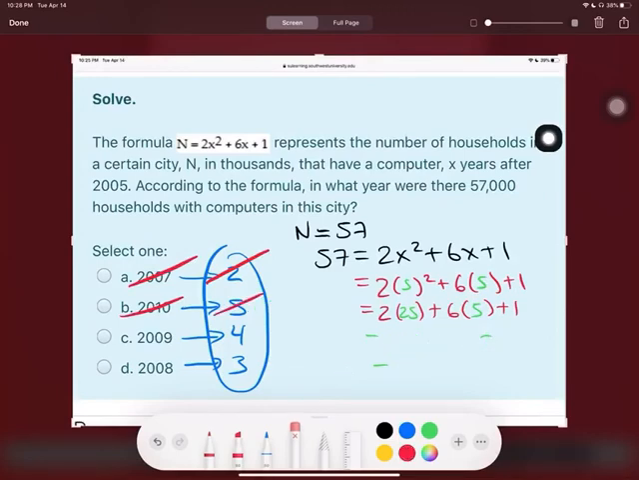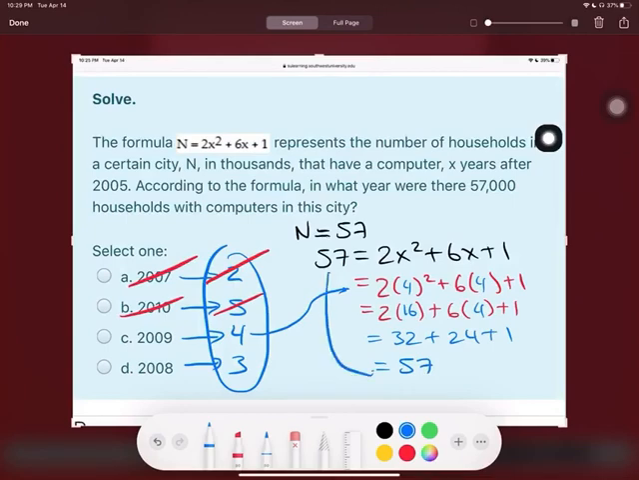Let's see what's the next number that I can substitute in there. The next number says 4. So I'm going to substitute the number 4 in for the x's, and I'm going to do PEMDAS, right? So that's 4 squared, that's 16. Then I'm going to do the multiplications: 32 plus 24 plus 1. And if you add those numbers, you're going to get 57.